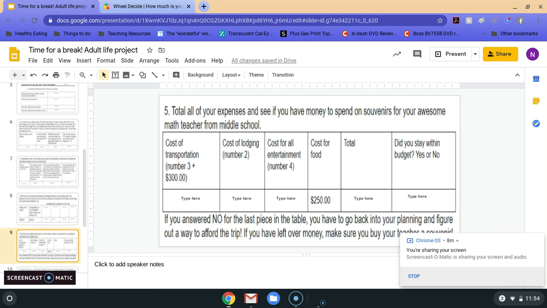If I had a budget of $2,200 and this totaled up to $2,000, then I stayed under budget. I would write a yes. If I put no, right here there's an explanation. If you answered no for the last piece of the table, you have to go back into your planning and figure out a way to afford your trip. You can have leftover money, which is totally fine, but you can't go over budget.